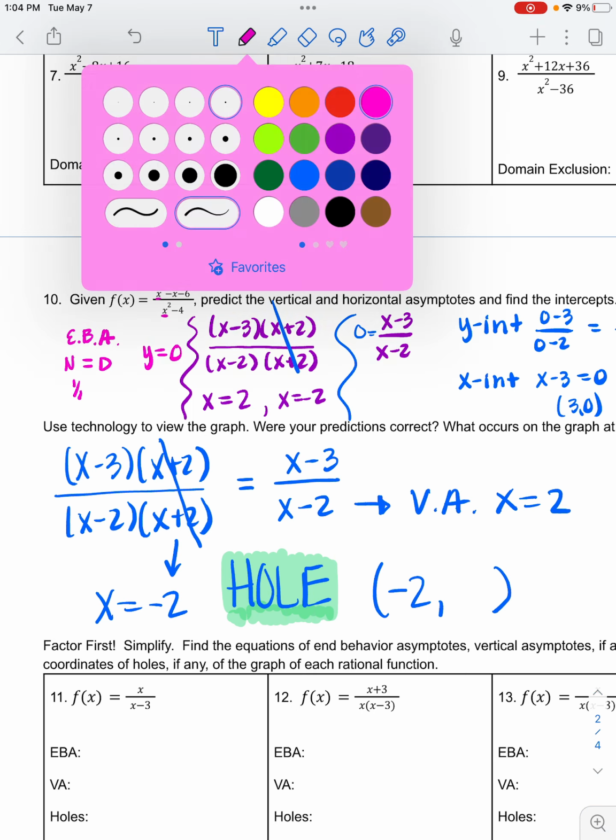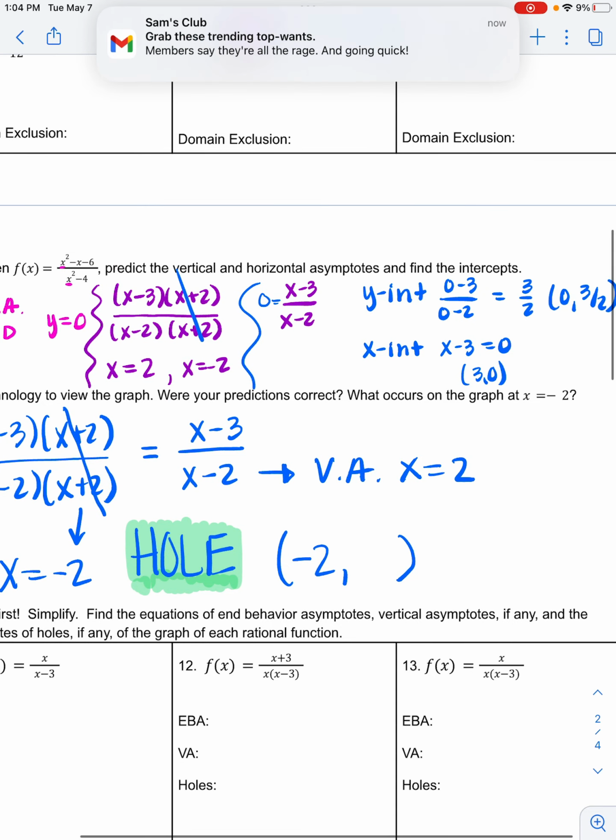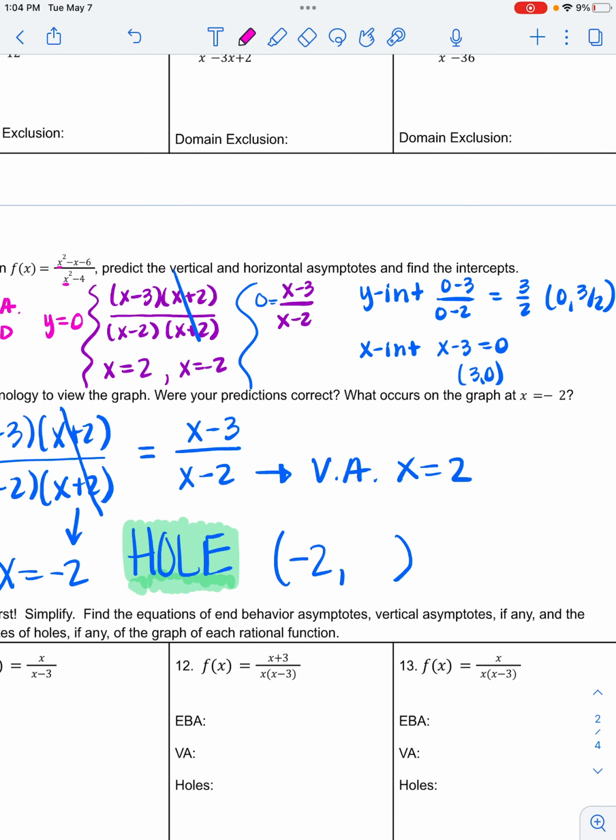And then to find out where it lies on the y, you have to substitute it into the simplified function. So x minus 3 is now going to be negative 2 minus 3, and x minus 2 is negative 2 minus 2. So I have a negative 5 over negative 4, which makes this technically 1.25 positive. So I'm going to have an open circle hole on my graph at that exact point.